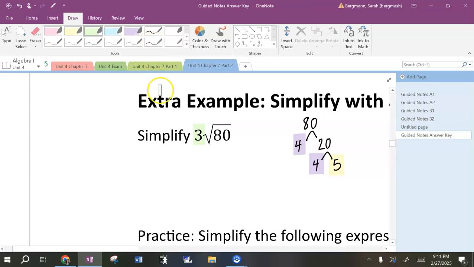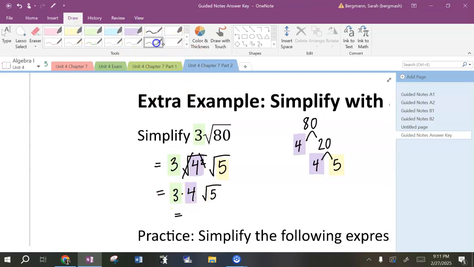Now you can't just forget about that 3. The 3 needs to come down. But then 80 I can split up into 4 squared times 5 under the radical, because 80 was under the radical. But then the 4, the squared and the radical cancel out. So the 4 actually ends up out of the radical because it was a perfect square. Finally, multiply the 3 and the 4 together to get 12 and bring down the radical 5.